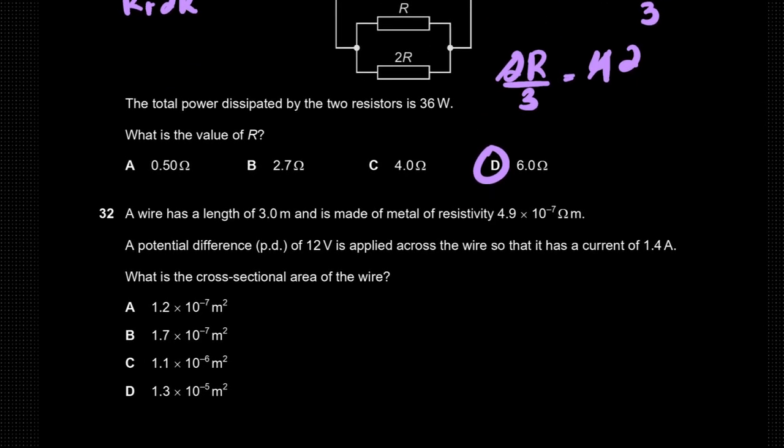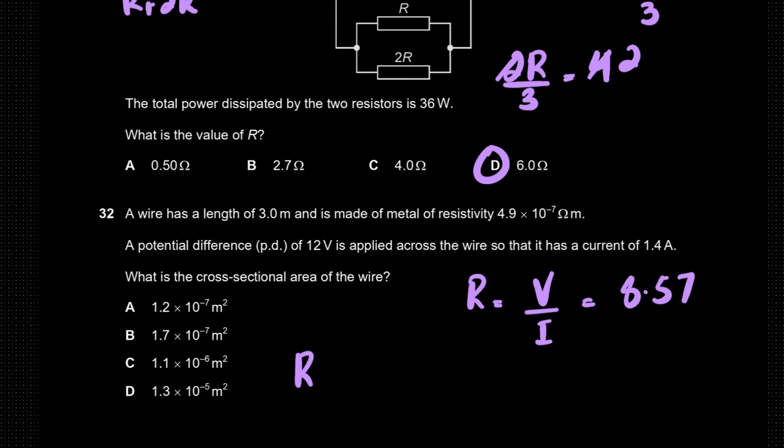32. A wire has a length of 3 meters, resistivity this much, and a potential difference is applied so that the current is this much. So obviously I can find the resistance using that, V over I. So 12 over 1.4 turns out to be 8.57 ohms.